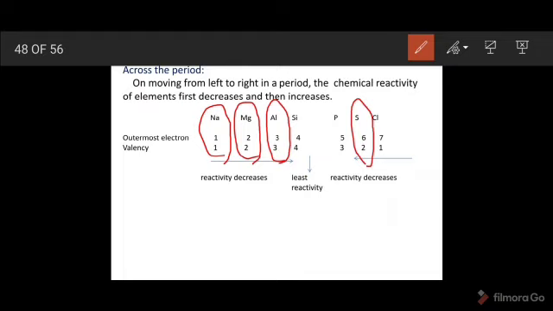Sulfur and phosphorus are in need of 2 and 3 electrons respectively. So the chemical reactivity is about the tendency to lose or gain electrons. Chlorine has more tendency to gain electrons compared to sulfur and phosphorus, so chlorine is more reactive. When you move from chlorine to sulfur and sulfur to phosphorus, the reactivity decreases. So on moving from left to right in a period, the chemical reactivity of elements first decreases and then increases.